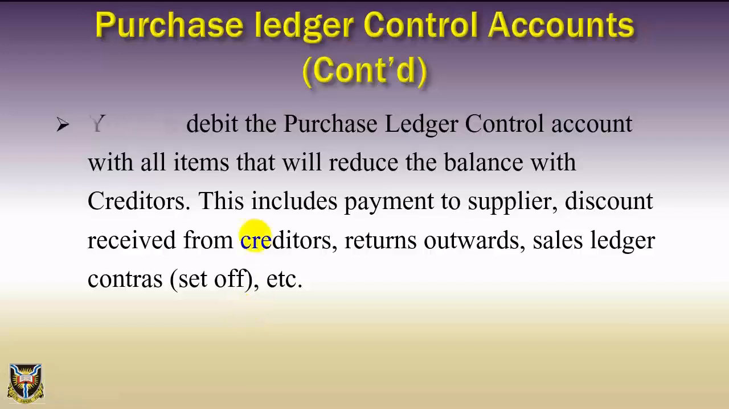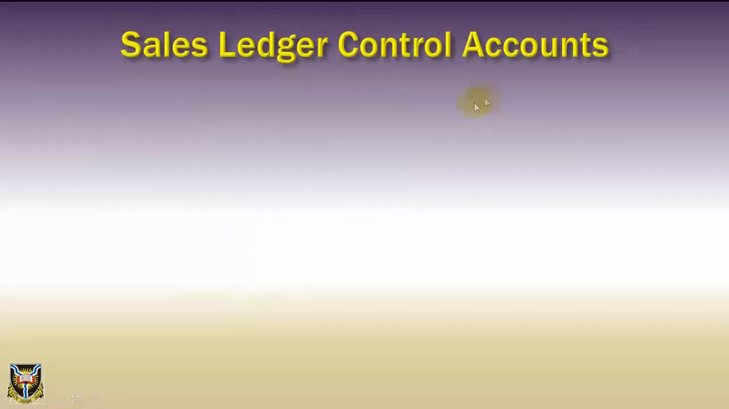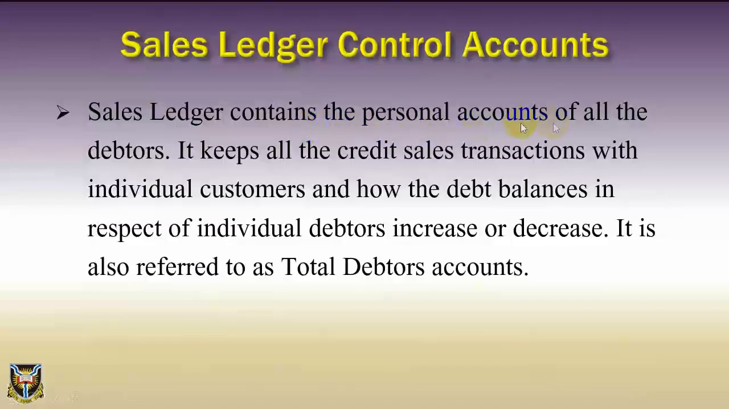G. Sales ledger control account. Sales ledger contains the personal accounts of all the debtors. It keeps all the credit sales transactions with individual customers and how the debt balances in respect of individual debtors increase or decrease. Sales ledger control account is also referred to as total debtors account.